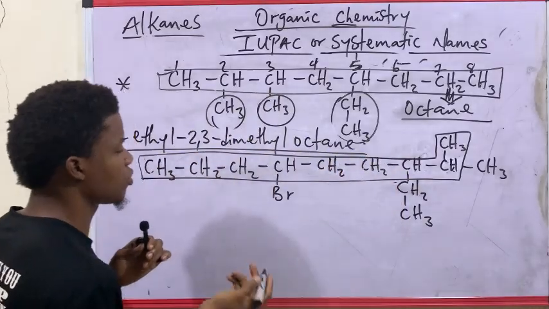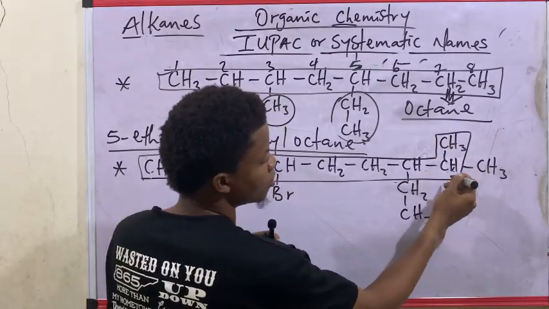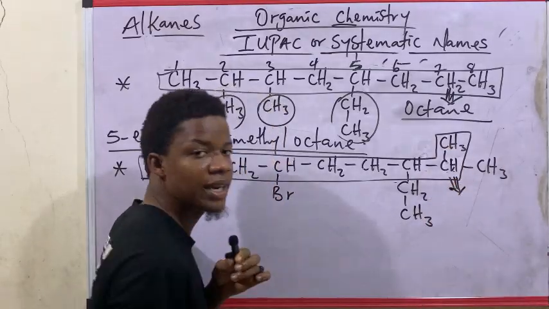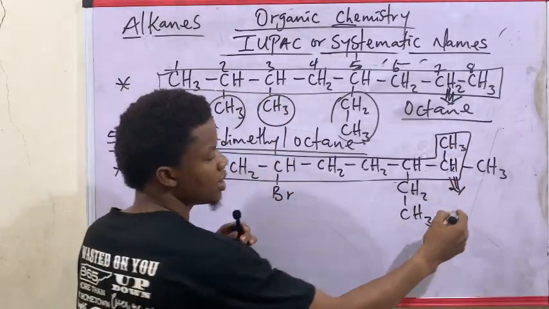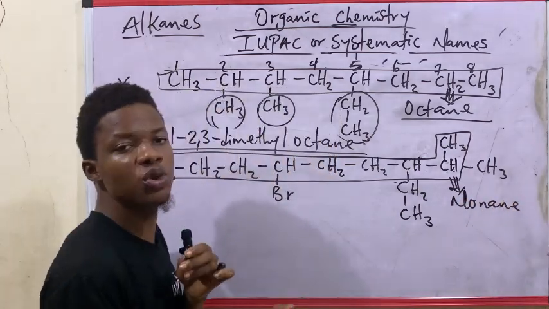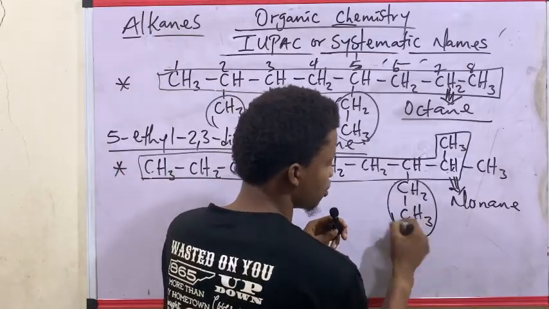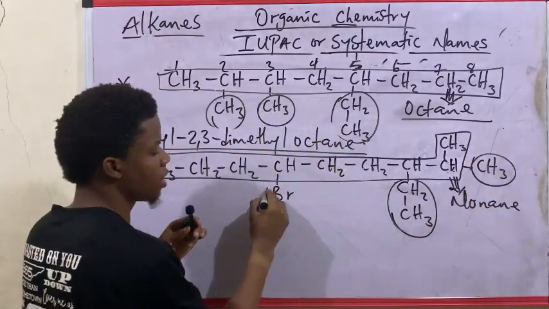So these are the parent chain. When we count 1, 2, 3, 4, 5, 6, 7, 8, 9, our parent chain is 9. Which alkane has 9 carbon atoms? The answer is none. So those groups not part of the parent chain are considered as substituents. So this is a substituent, this is a substituent, and this is also a substituent.